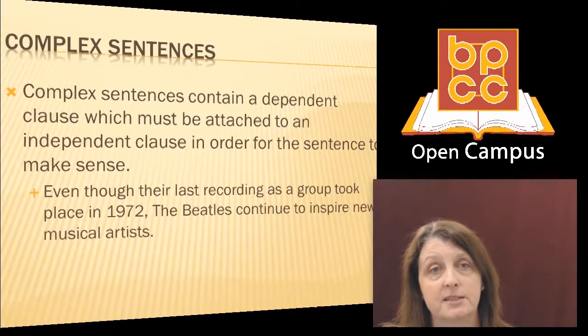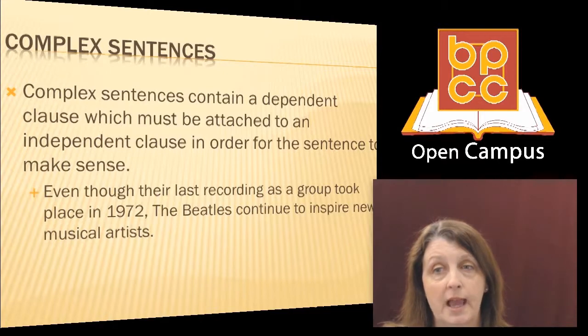But complex sentence, notice the dependent clause. Even though their last recording as a group took place in 1972. Okay, we have a subject and we have a verb, but we do not have a complete thought. So there's our dependent clause. Then notice our independent clause. The Beatles continued to inspire new musical artists. We have a subject, we have a verb, and we have a complete thought. That dependent clause is dependent on the independent clause for the whole sentence to make sense.